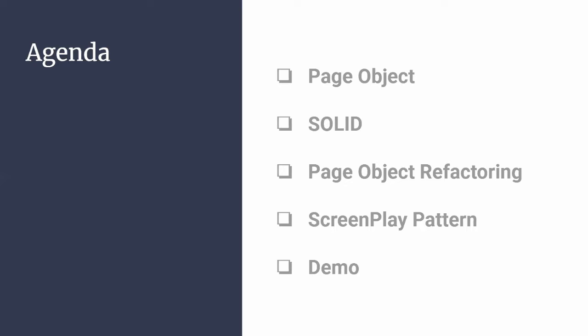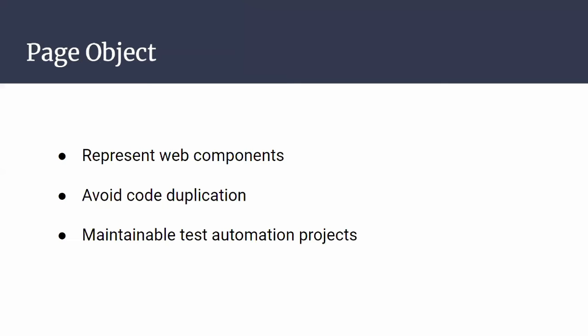Today we will continue with the series of videos about design patterns in test automation projects. And today we will see the page object. We will see how we can implement the page object and the advantages and benefits that the page object can give us in our test automation projects.